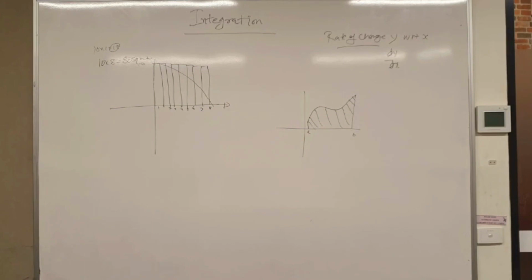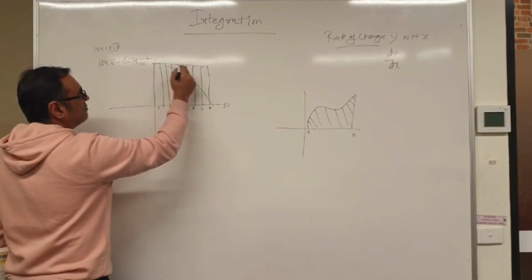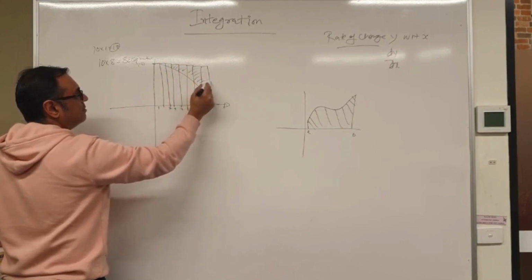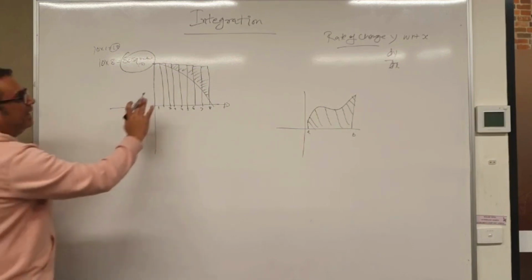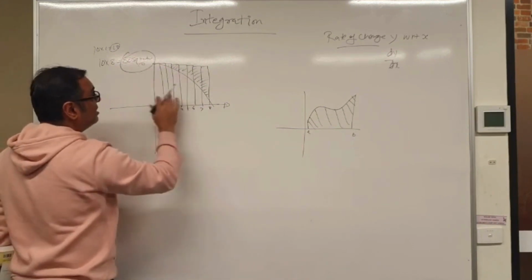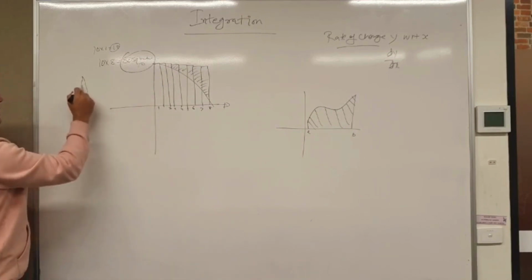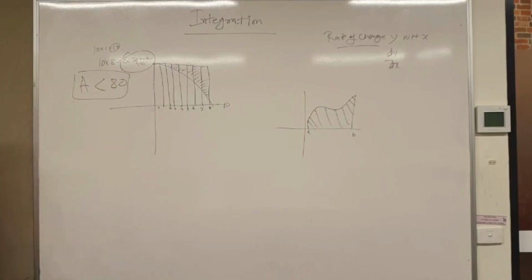But now there is a problem. You can argue that you've covered all of that as well, stuff that's outside the curve. So this 80 square units, the area under the curve, must be less than 80 square units because you've counted a bit of extra here. Right? Now let's take another approach.